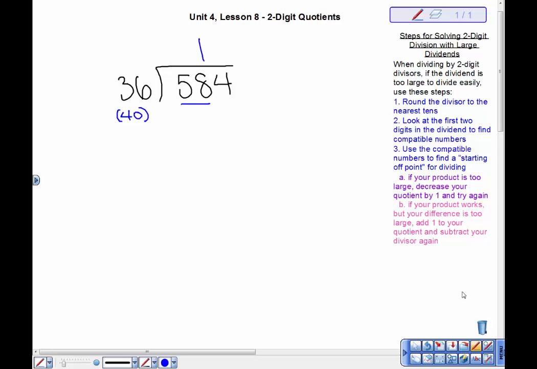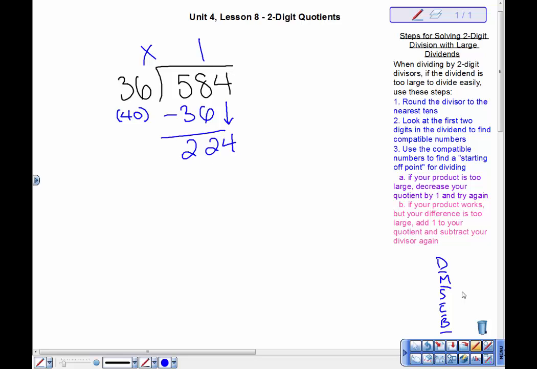Remember the steps for dividing. Next I multiply. So remember: divide, multiply, subtract, compare, bring down. So 1 times 36 gives me 36. If I subtract it, 8 minus 6 is 2. 5 minus 3 equals 2. I'm going to compare. 22 is less than 36, so 1 isn't too small. So now I can bring down my 4.